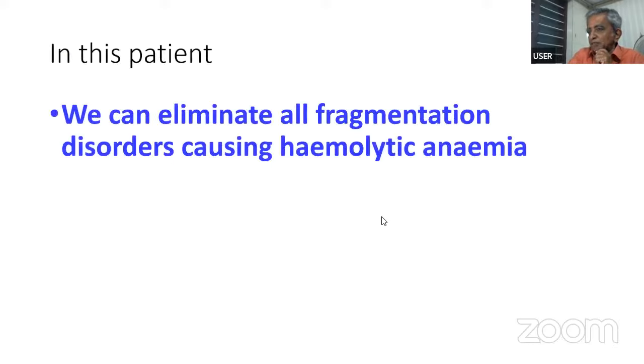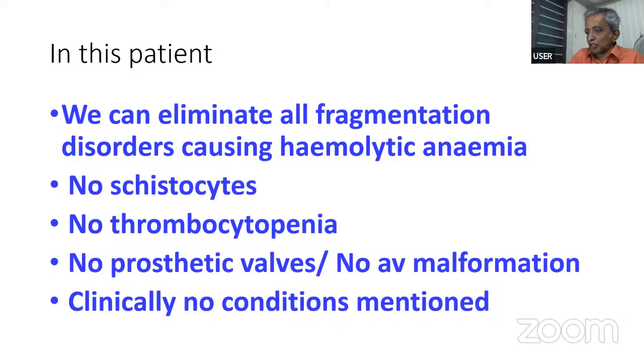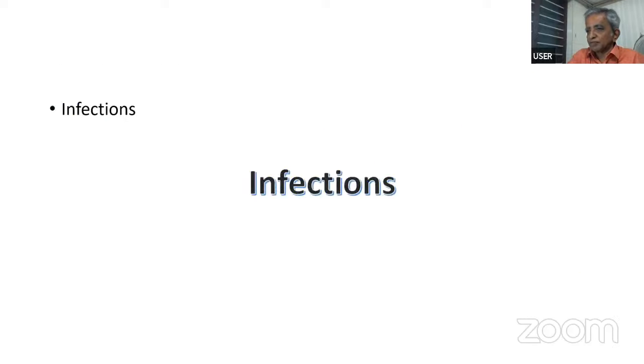In this patient, we can eliminate all fragmentation disorders causing hemolytic anemia because we never found any schistocytes or any of the features which I have described now. No schistocyte, no thrombocytopenia, no prosthetic valve, no AV malformation. Clinically, none of the conditions I mentioned in the last few slides are present. Therefore, we eliminate fragmentation hemolytic syndrome.